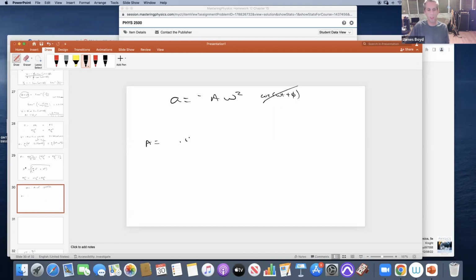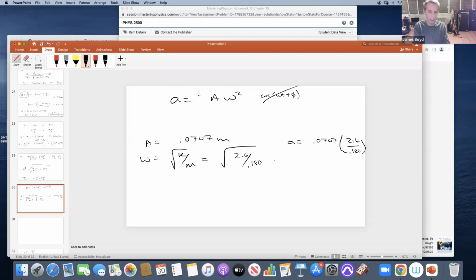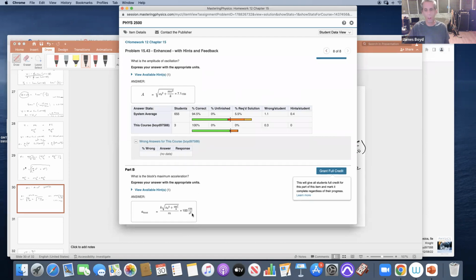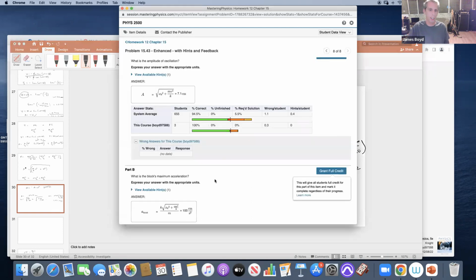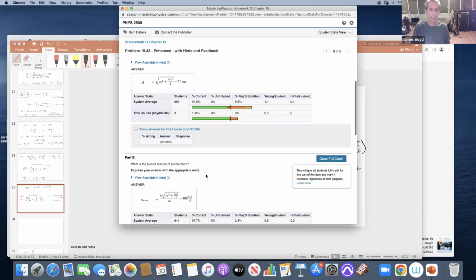A, we just found, was 0.0707 meters. Omega is the square root of k over m, the square root of 2.6 over 0.180. So squaring that, I get that the acceleration is 0.0707 times 2.6 divided by 0.180. I get 1.021 meters per second squared, or 102 centimeters per second squared. They rounded it down to 100.